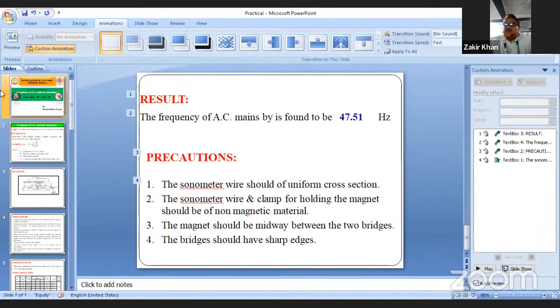Which precautions should be taken while performing the practical? Sir, the sonometer wire should be of uniform cross section. The magnet should be midway between the two bridges. The bridge should have a sharp edge. The sonometer wire and the clamp holding the magnet should be non-magnetic material. Okay, very good.